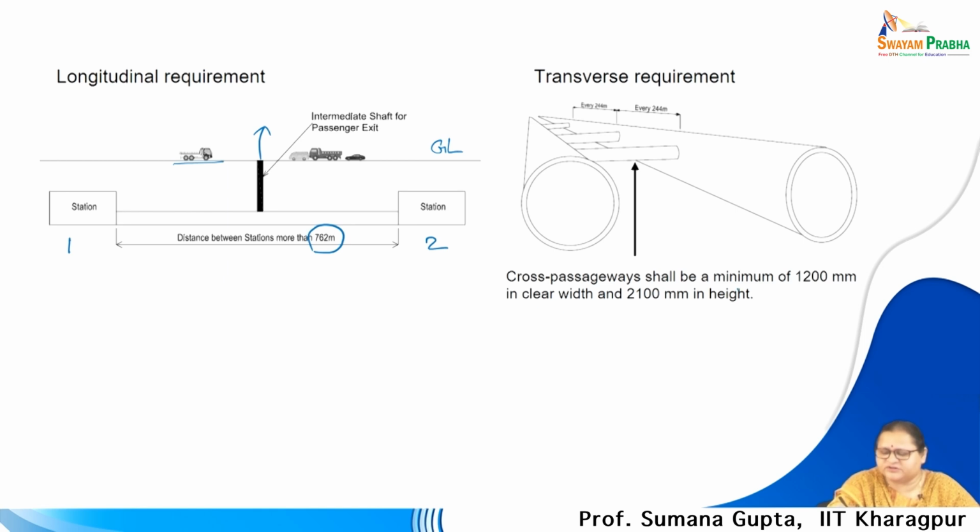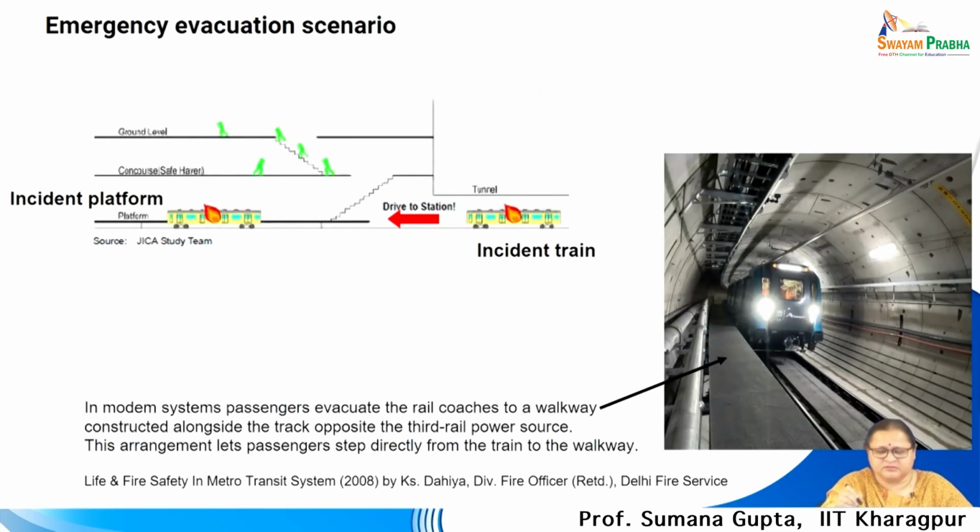Cross passageways should be a minimum of 1200 millimeter in clear width and 2100 in clear height. So, this connection between the two tracks you can see is 2100 in height and 1200 in width. So, these are schematic diagrams made.